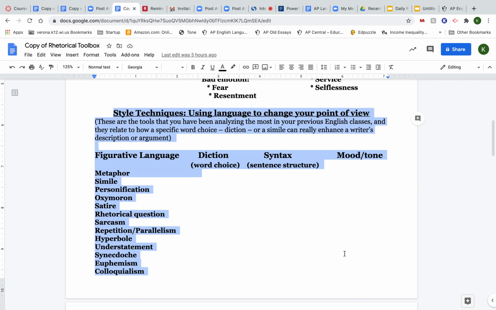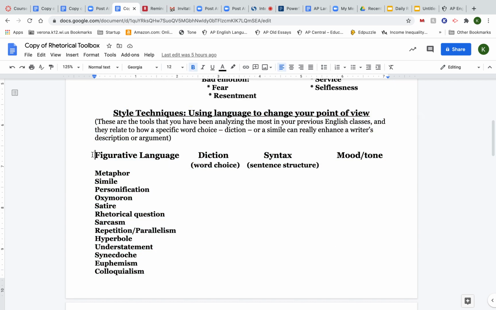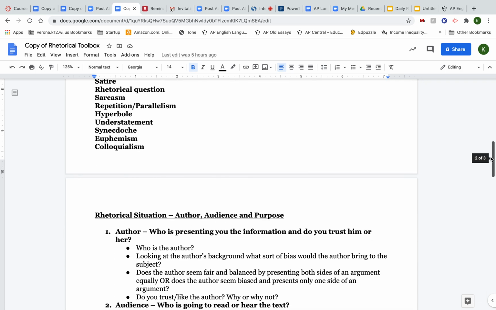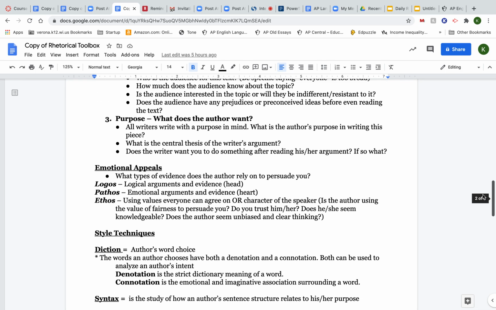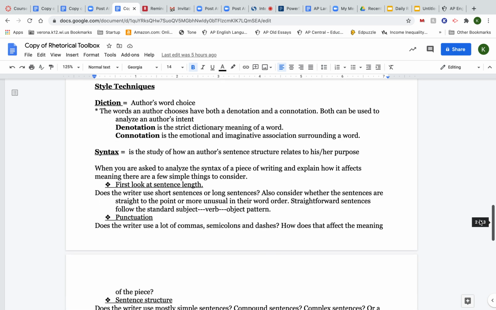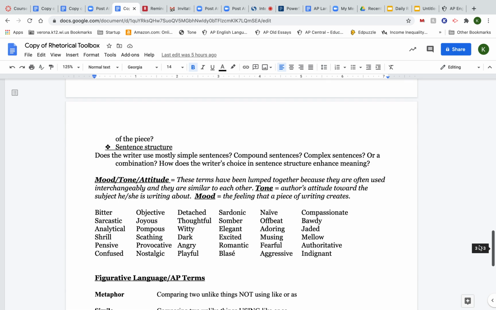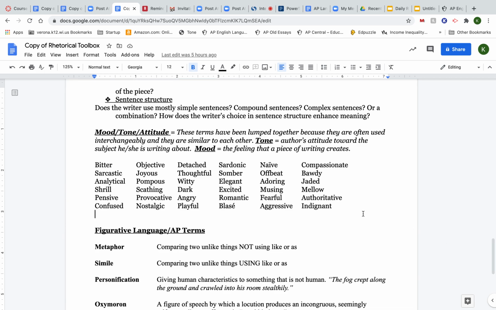These are the small details that a writer uses. You know some of them from figurative language, like metaphor, simile. You've learned those back in middle school. But we're going to talk about some new ones like diction, which is analyzing word choice, syntax, which is sentence structure, and analyzing mood and tone. So the rest of this packet is really designed for you to use, to learn from. You're going to use this pretty much throughout the whole year. When you're analyzing tone, sometimes you need some adjectives, and I think this will be handy for you.